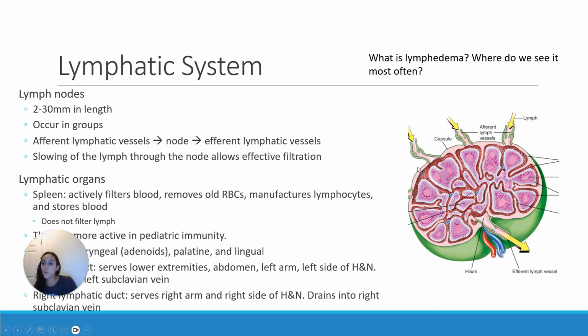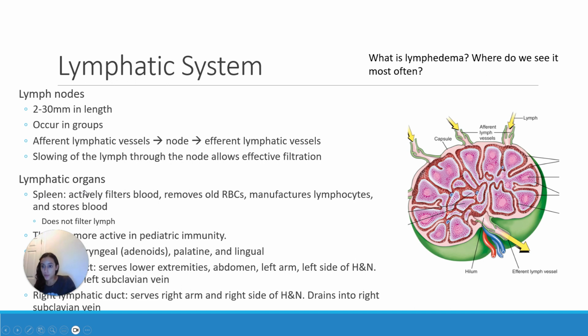So there are more afferent lymph vessels going into the node than there are efferent lymph vessels coming out. And what happens is kind of a bottleneck effect. These afferent lymph vessels all throw their lymph into the node, and because there's only one way out, or fewer ways out, I should say, it allows the lymph node time to really filter out the lymph.